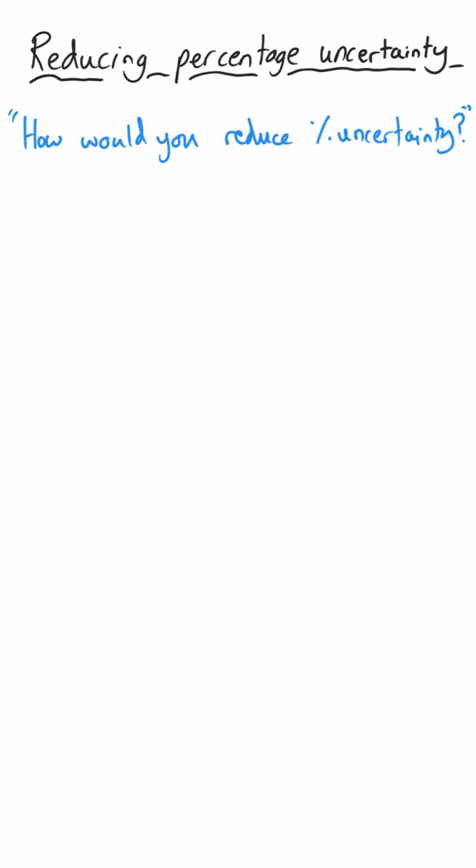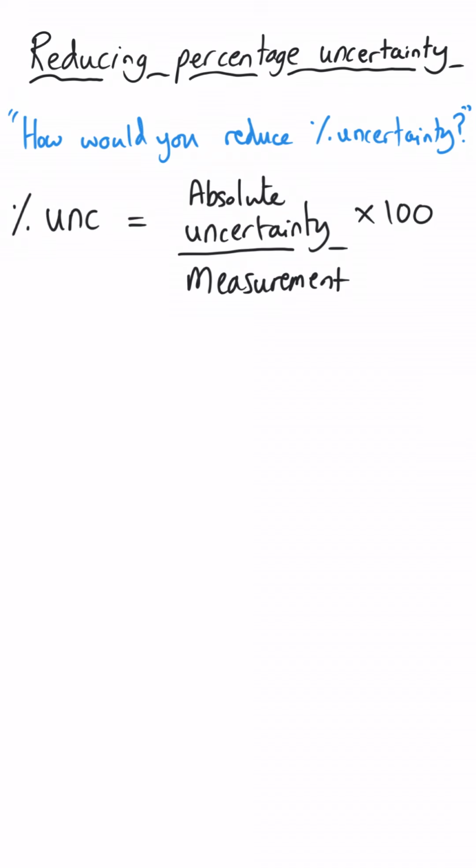Now, obviously, to an extent, that depends on what the experiment involves. You know, is it a titration? Is it a calorimetry experiment? So the answer that you give might vary. But really, our answer is going to reduce down to two particular concepts. And to explore those, let's just take a look at the equation that we use to calculate the percentage uncertainty. It's the absolute uncertainty divided by the measurement that we're making multiplied by 100. Well, you can see that the 100 is always going to be there. So the only two terms that we can affect are the absolute uncertainty and the measurement.